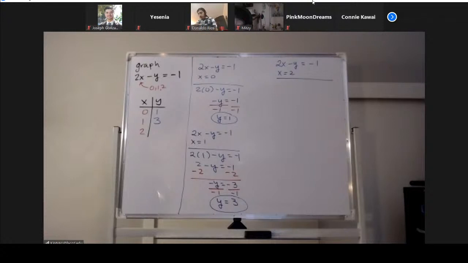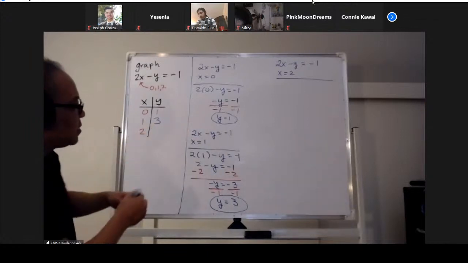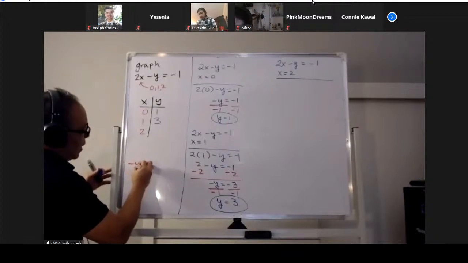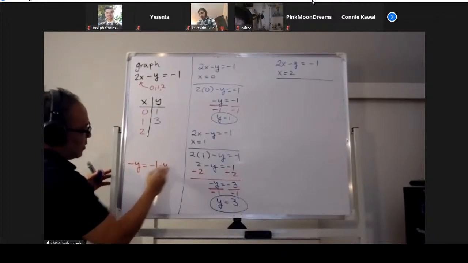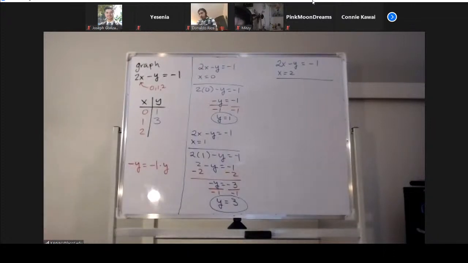And you're dividing by -1 because the y represents a 1, right? Yes, yeah. So think of this minus y as -1 times y. The shorthand for that. Okay, thank you. Okay, then after you finish, you'll try graphing it.